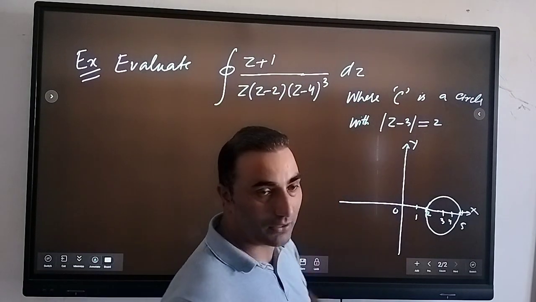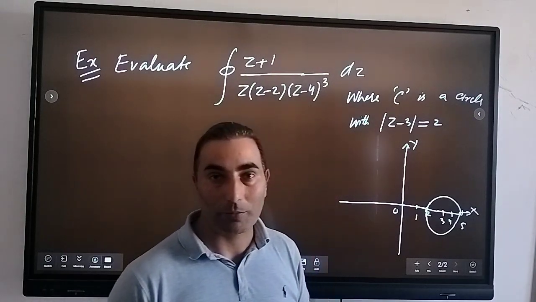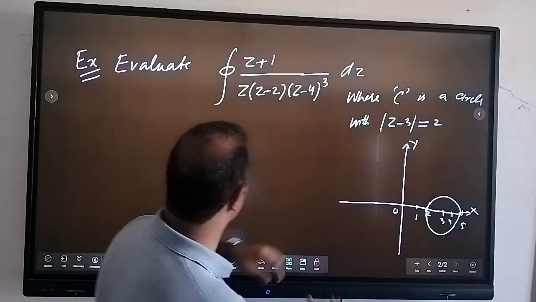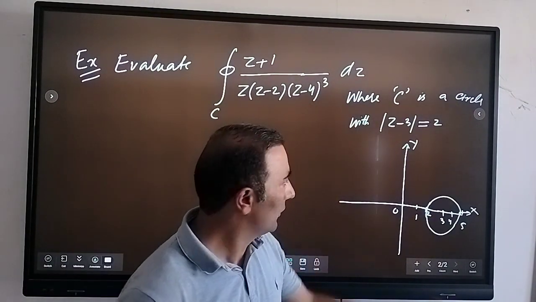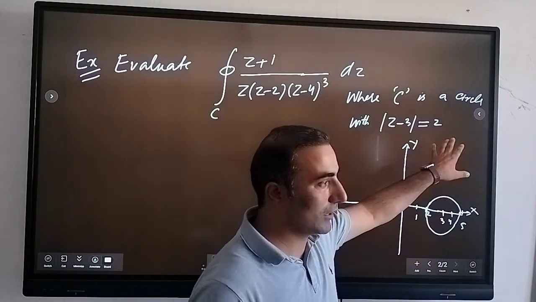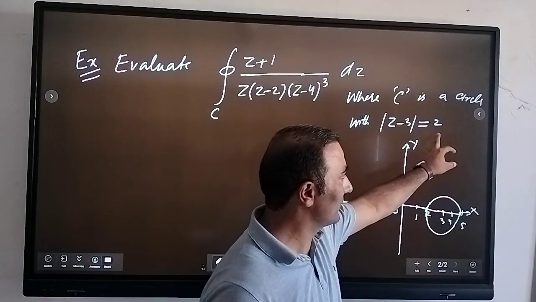The integrand is (z plus 1) divided by z times (z minus 3) times (z minus 2) times (z minus 4) whole cube, right? And here C is a circle with mod z minus 3 equal to 2. So from this it is clear that we again have a circle, whose radius is 2.